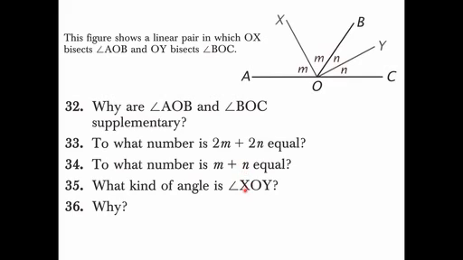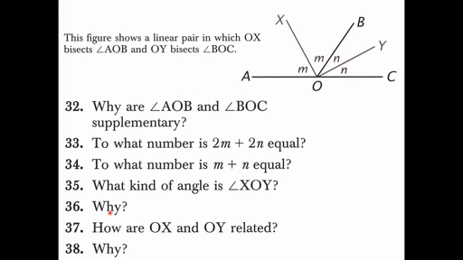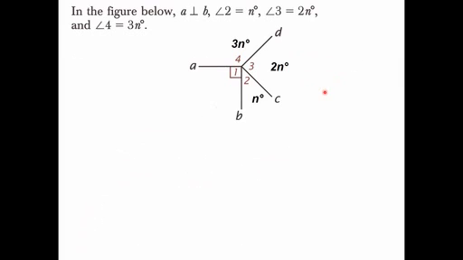Once you get that, you should be able to name the type of angle and give the reason why it is that type of angle. Once you've got that answer, I think it'll be a little bit easier to see number 37, how OX and OY are related, and give a reason for that.